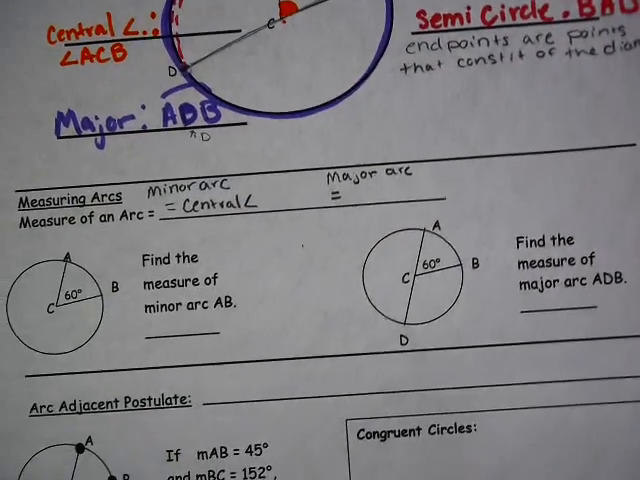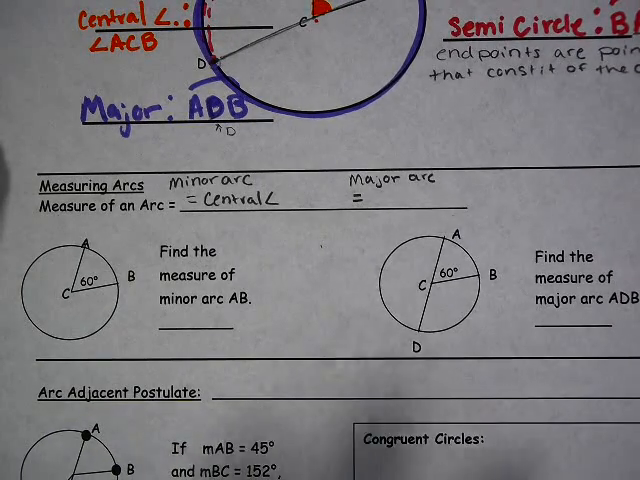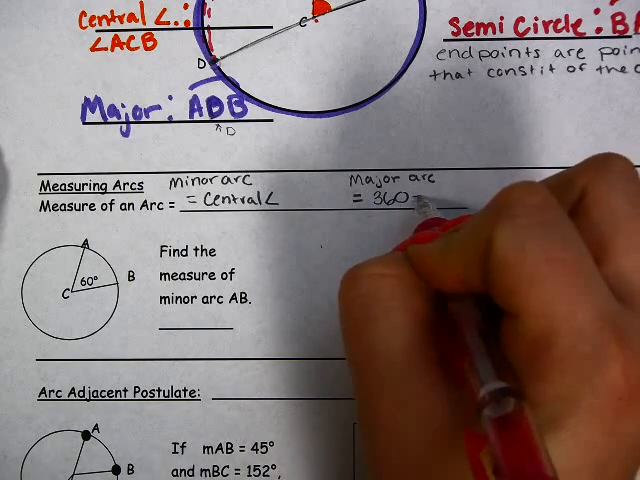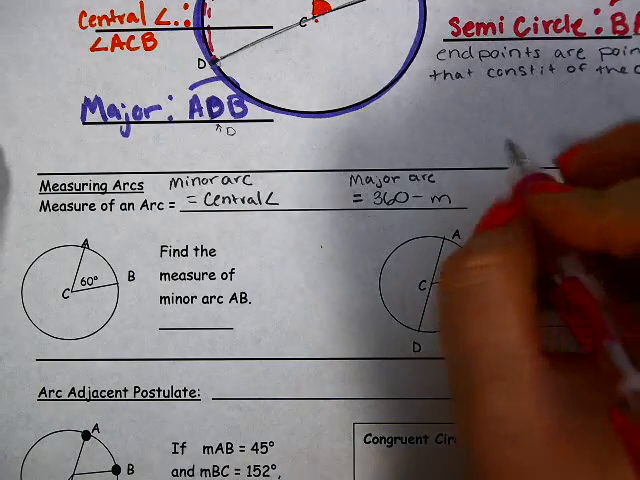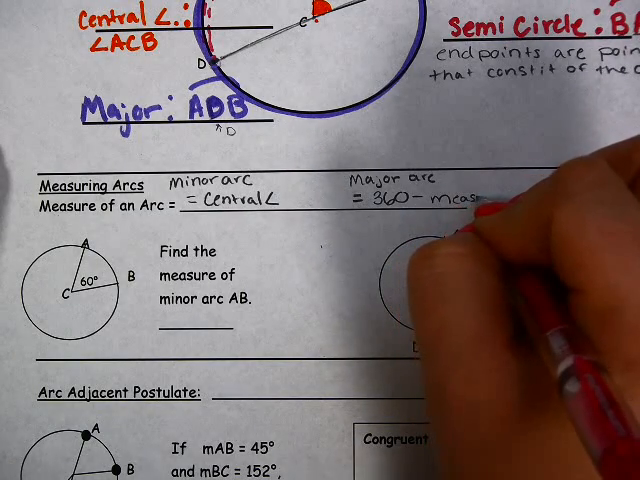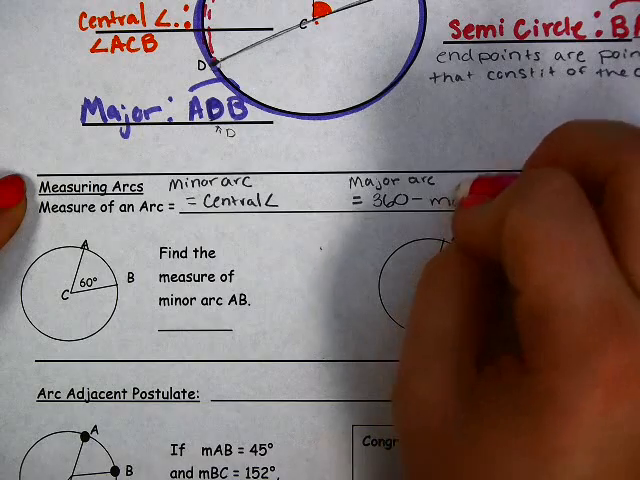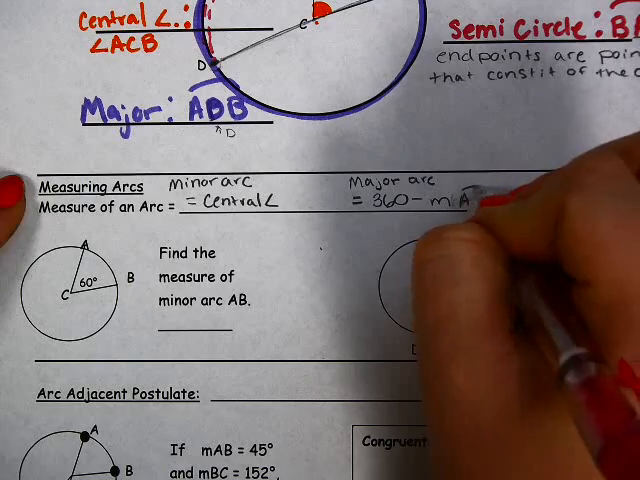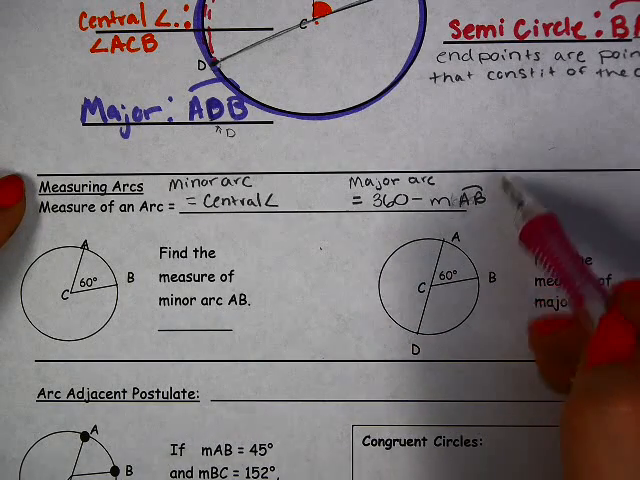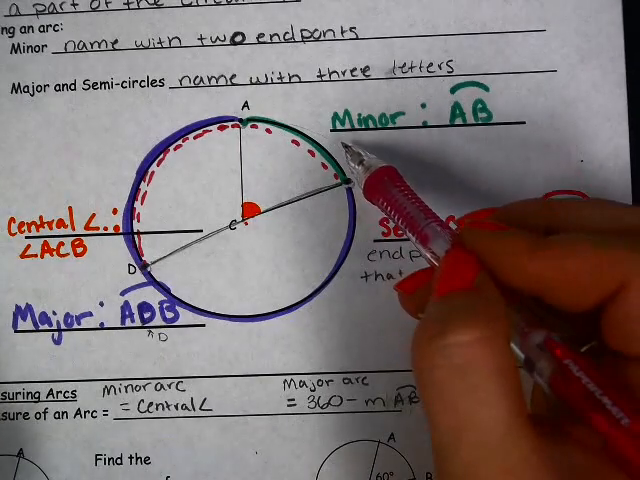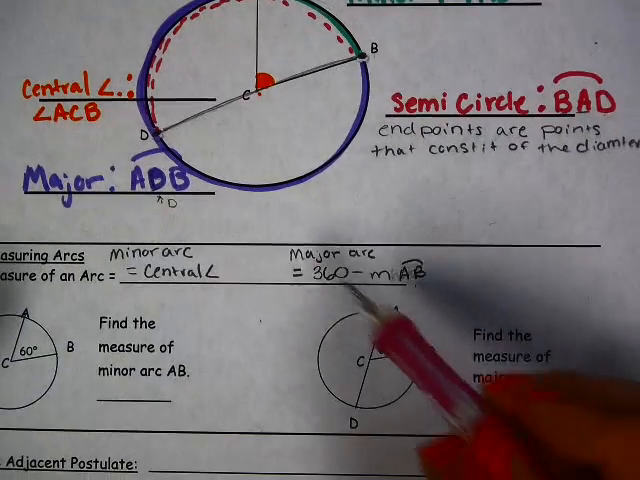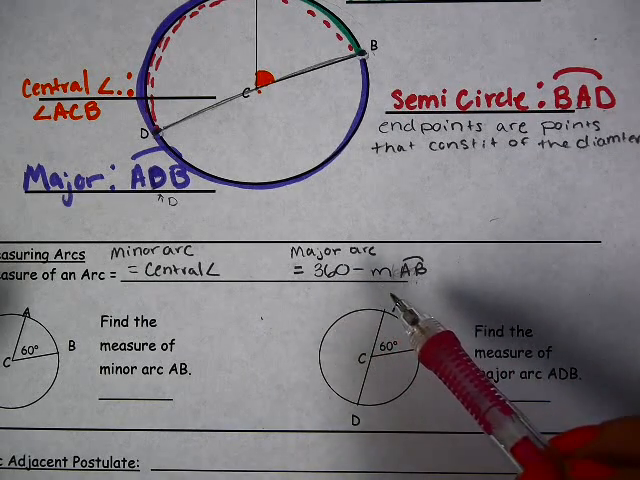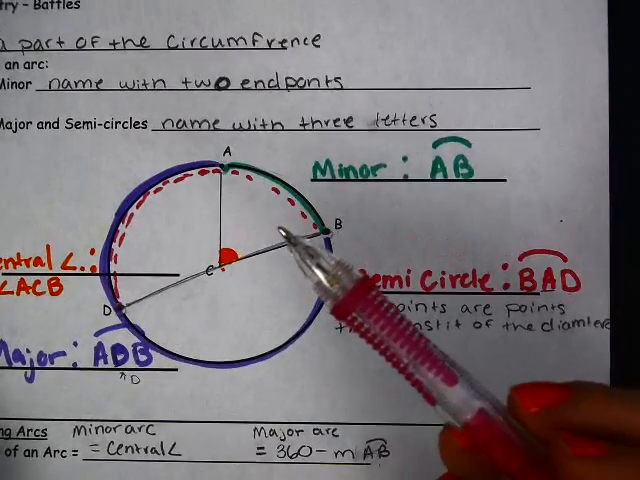Okay, so the formula to find the degree of a major arc, you're going to do 360 minus the measure, I'm just going to do M for measure of AB. And I'm referring to AB as our minor arc right here. So the major arc equals 360 minus the measure of your minor arc.